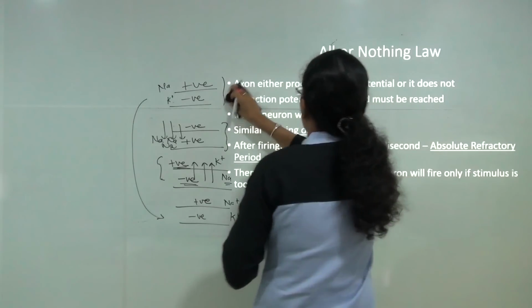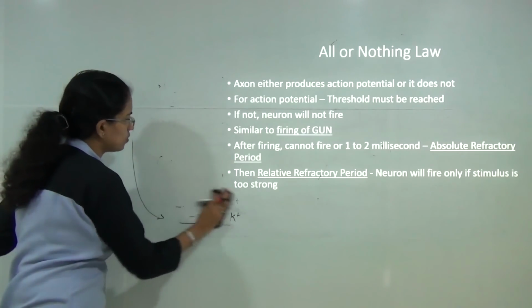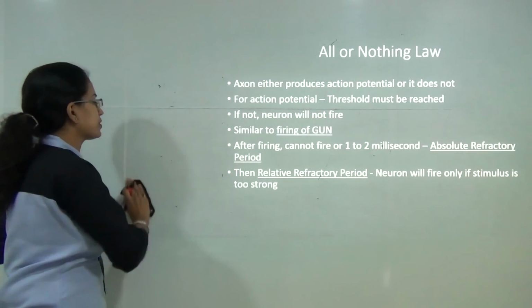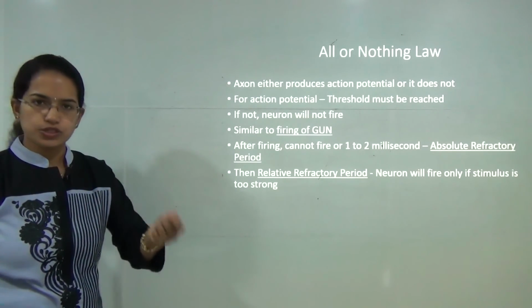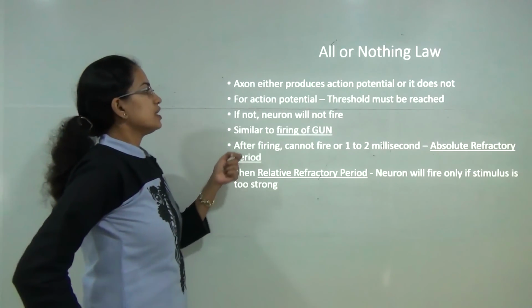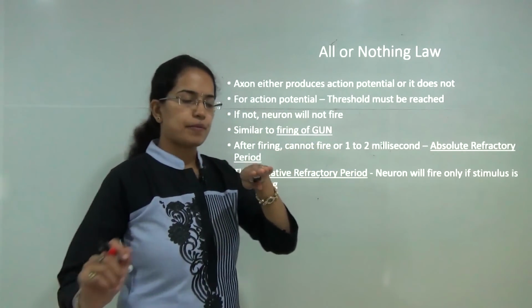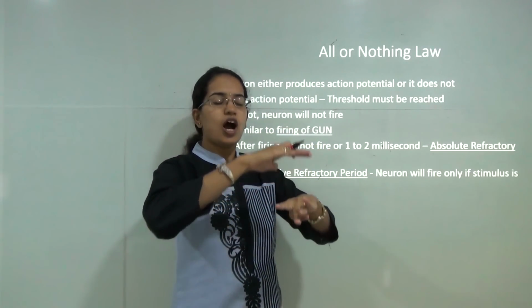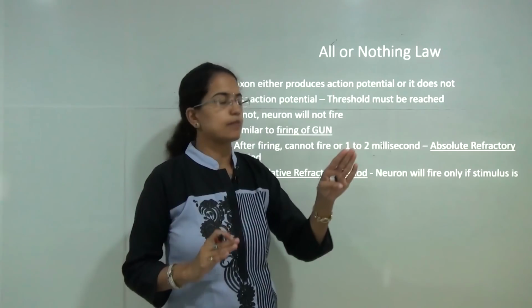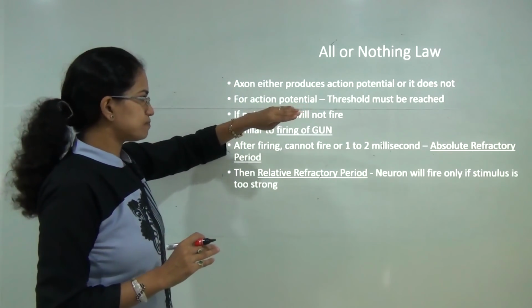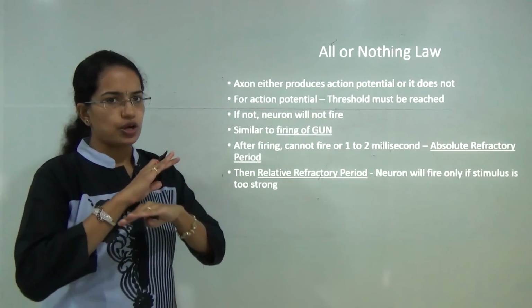That means the axon either produces an action potential or it does not. There is no middle path that could be seen here. So either there would be a jerk that would be produced, or there would be no jerk, for example. So for an action potential to happen, the primary requirement is reaching the threshold level, the minimum level to excite the sodium ions to move in, and that is what is known as the threshold level. If it does not reach, the neuron will not fire.